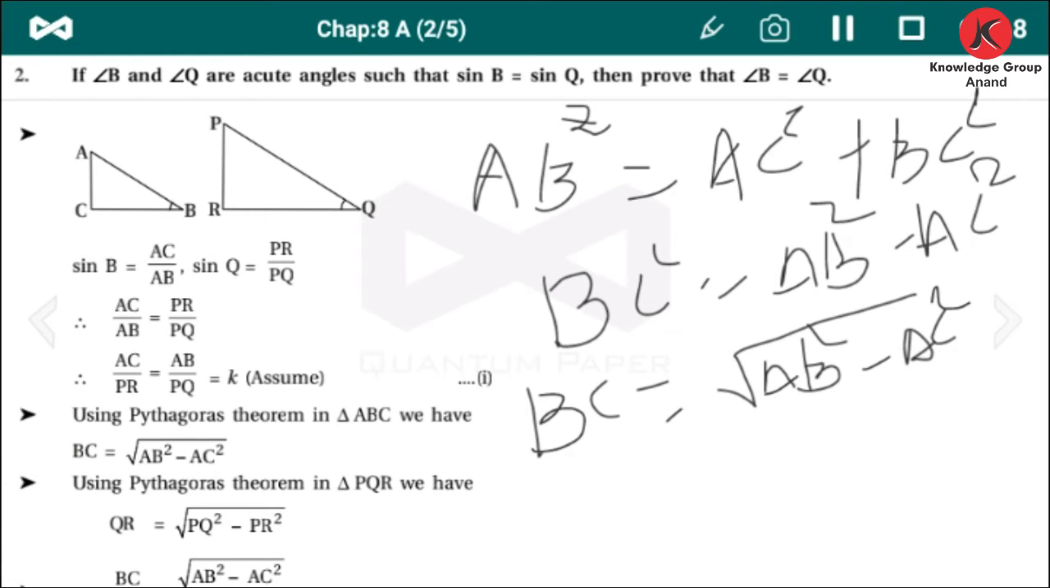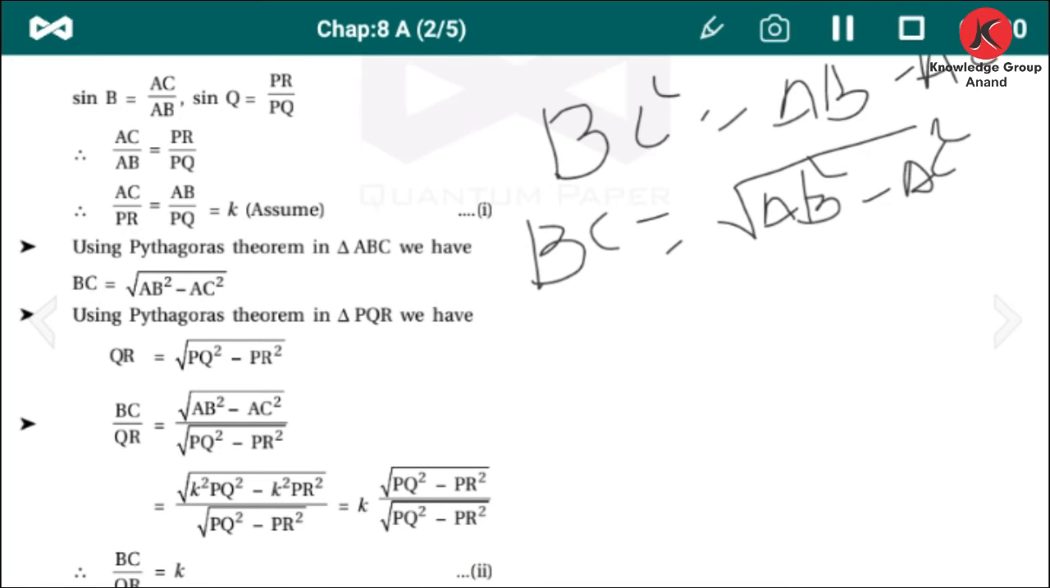Therefore, using Pythagoras theorem in triangle PQR, we get QR is equal to under root PQ square minus PR square. We take the ratio BC upon QR. BC upon QR is equal to under root AB square minus AC square upon under root PQ square minus PR square.